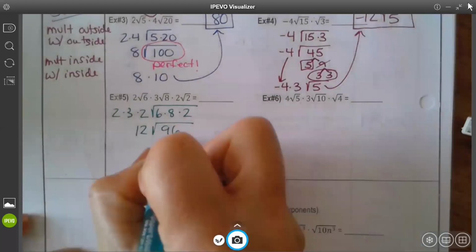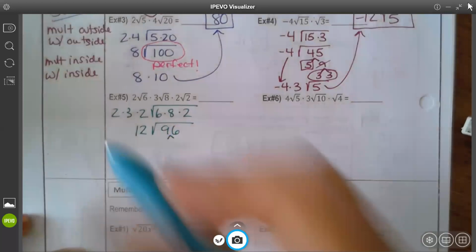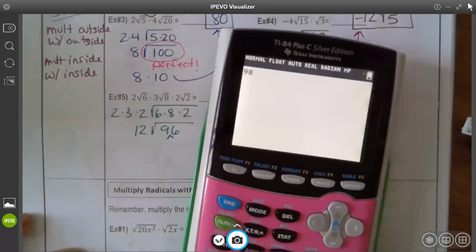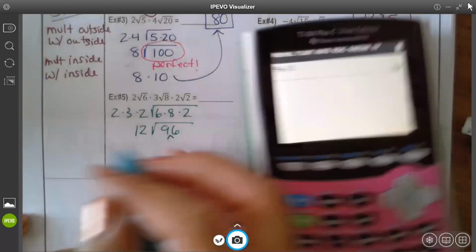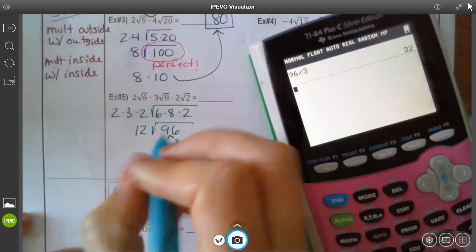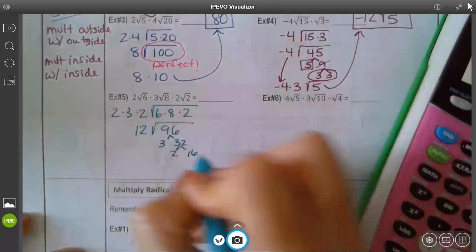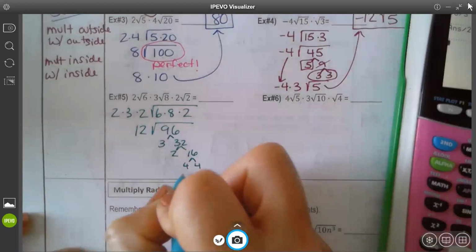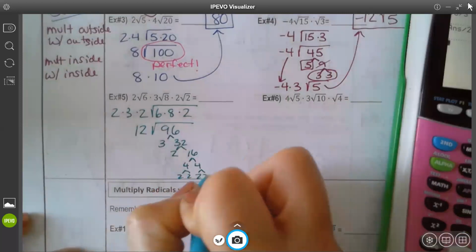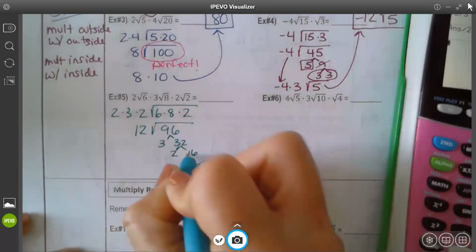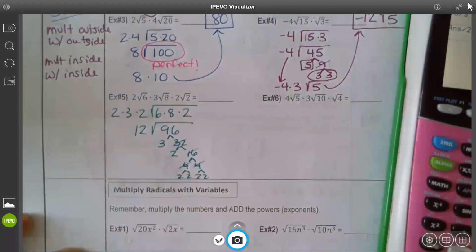All right, 96. Well, both of those numbers are divisible by 3. So 3 and 32. 32 is an even. So 32 divided by 2 is 16. 16 is 4 times 4, and 2, 2, 2, and 2. All right, don't forget, 12 is hanging out front.